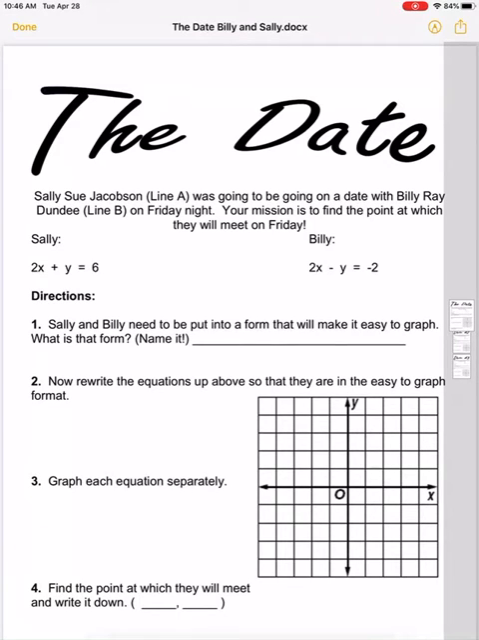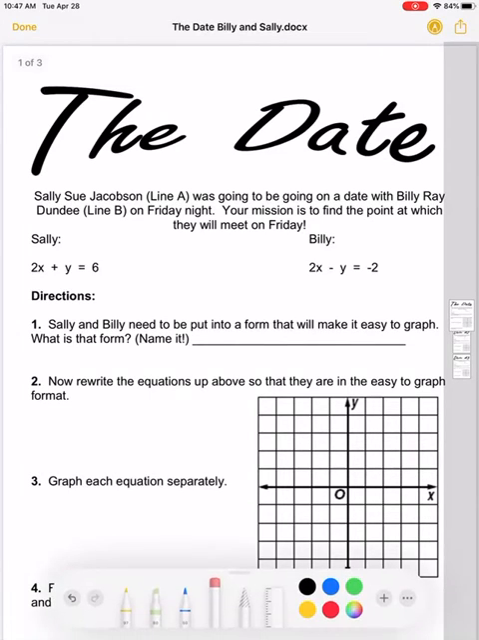Okay, we are looking at our final Algebra 1 assignment. This one is called the date. It is dealing with something called systems of equations. I am going to walk you all the way through date 1, and I'm going to let you come up with how to solve dates 2 and 3.